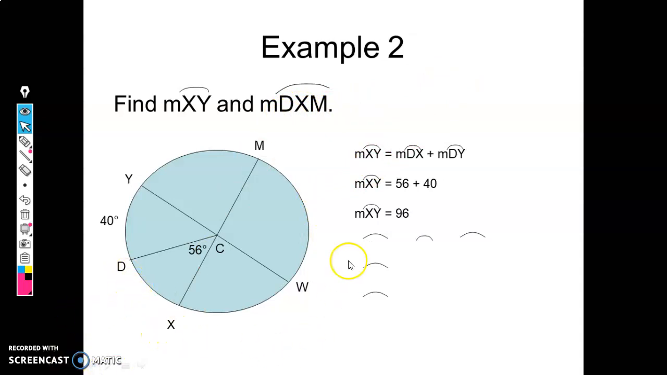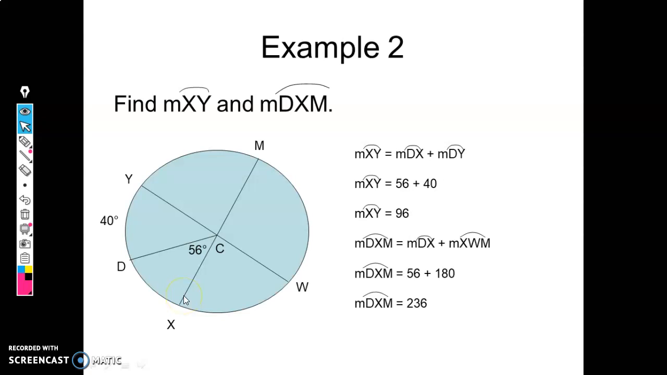DXM. So this is a major arc. So, all right, so you know arc DX is 56, but then you also have this big chunk here, and that is 180 degrees. So, you can once again add the semicircle, 180 degrees, to the minor arc to get the bigger major arc, which is 236 degrees. All right, it should have a degree symbol here, by the way, which I'm not sure why there isn't, but put a degree symbol on that.